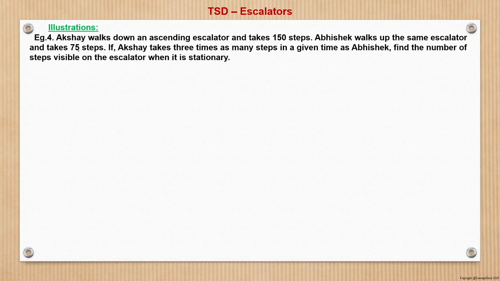Now, next problem, question number 4 reads that Akshay walks down an ascending escalator and takes 150 steps. Abhishek walks up the same escalator and takes 75 steps. If Akshay takes 3 times as many steps in a given time as Abhishek, find the number of steps visible on the escalator when it is stationary. So it's really the same problem. Akshay walks down an ascending escalator and takes 150 steps, right?